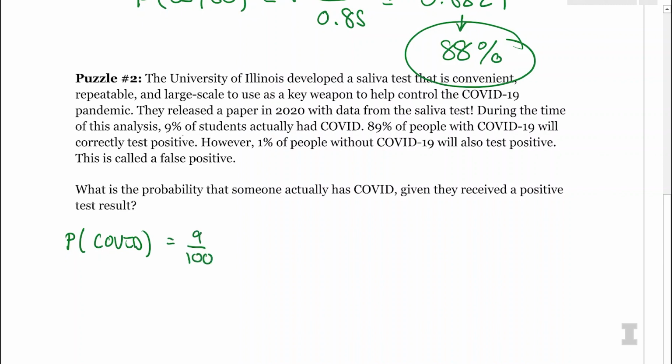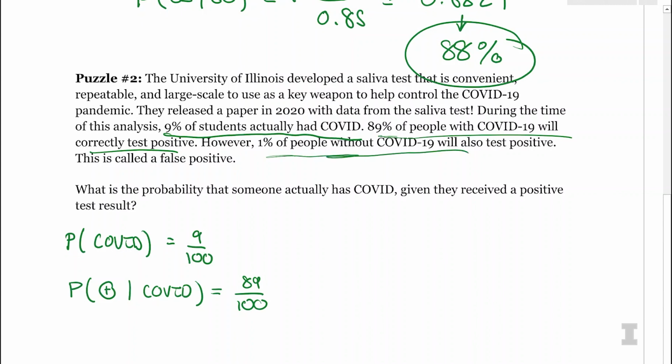I'm going to underline that since I've got it. 89% of people with COVID-19 will correctly test positive. So the probability of a positive result given you have COVID is equal to 89 over 100 for the U of I COVID test. However, 1% of people without COVID will also test positive. So the probability of a positive test result, given that you do not have COVID, is equal to 1 out of 100.